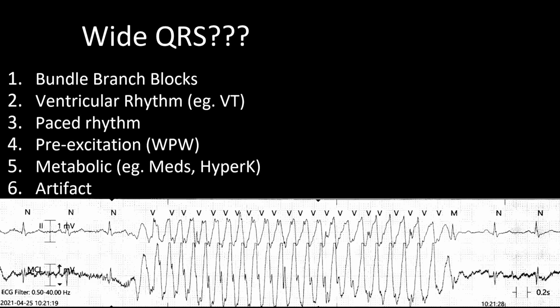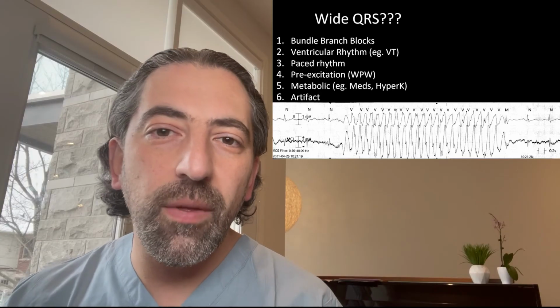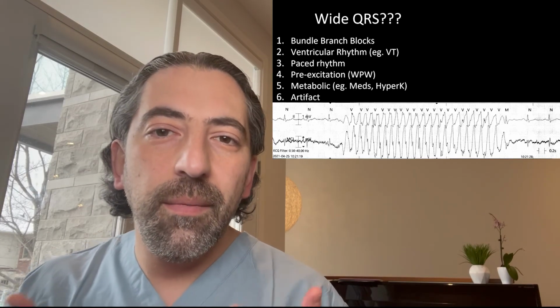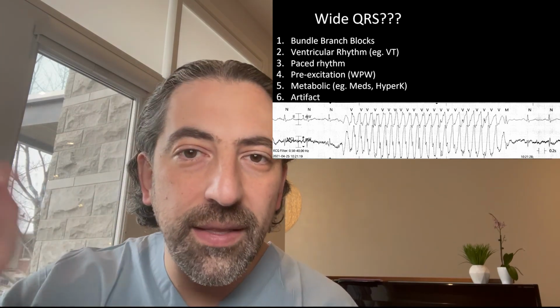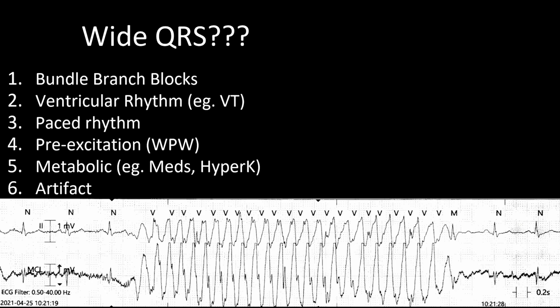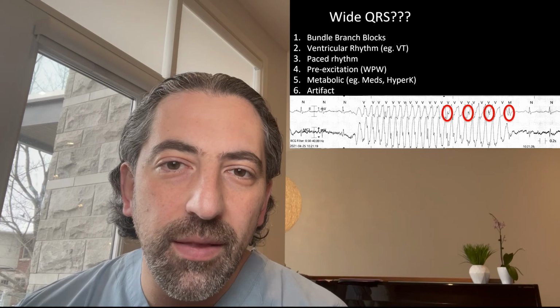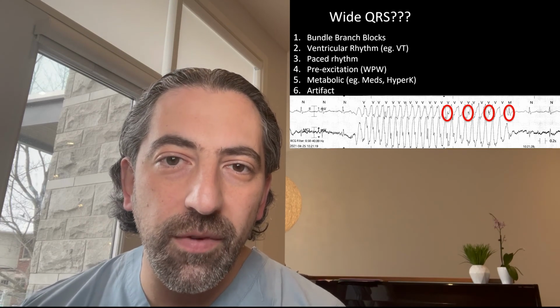This is an example of an artifact on an ECG. This can happen for whatever reason, including poor contact of the electrodes, motion of the patient, seizure activity, muscle fasciculations, etc. And for whatever reason, you get artifacts that look like a wide complex rhythm. But if you look closely and you trace the QRS's back, you'll see that the true QRS is buried within the artifact. It takes a lot of practice to recognize artifacts from a true arrhythmia.